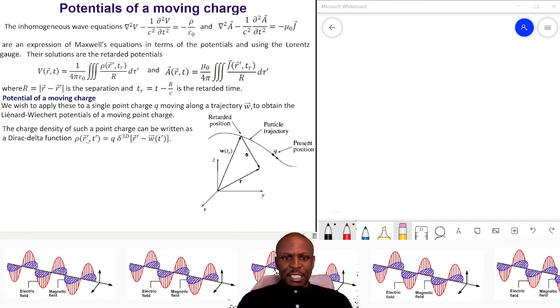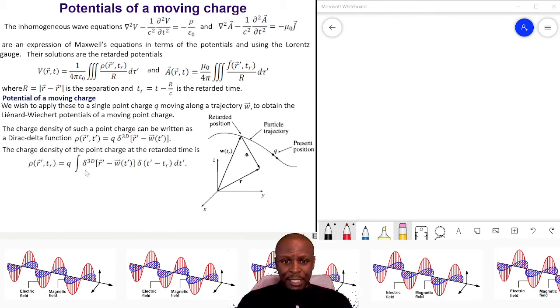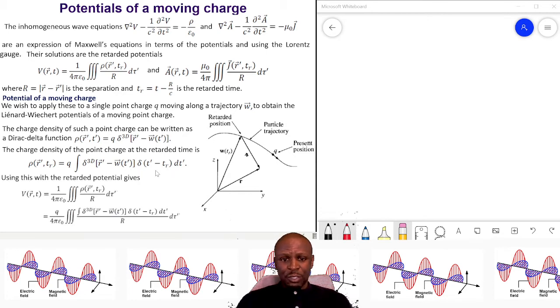Now the charge density for such a point charge is just given by this. It can be defined in terms of the Dirac delta function. It can be given by this. But at the retarded time, the charge density will just be given by this at the retarded time. So this is what you are going to have as your charge density.